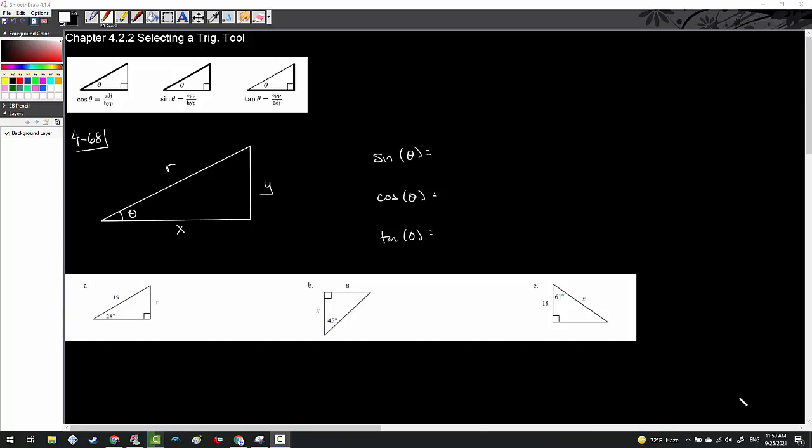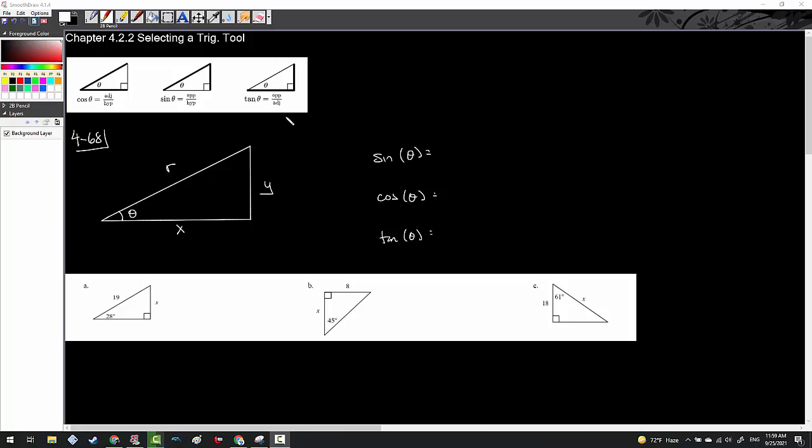In today's episode, we will be discussing Chapter 4.2.2, which is selecting a trig tool. In the last episode, we actually got into this in the last problem, when we have to determine which trig tool to use based on the angle's relationship to the given sides of the triangle. That's ultimately what this section is going to reinforce once again.